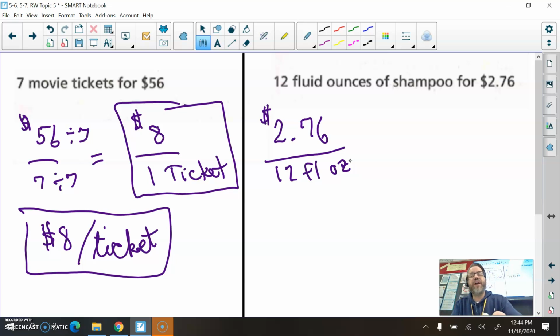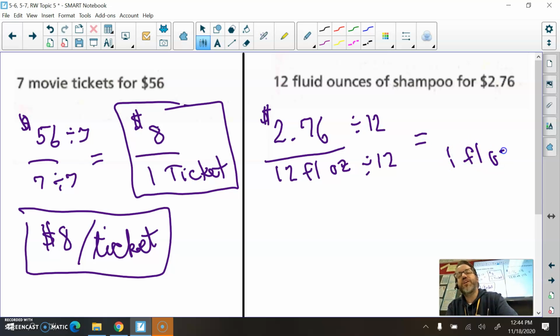So again, you can go ahead and divide $2.76 by 12 to find the unit rate. Or you can show it like this, just dividing both the top and bottom by 12. And you find out what it would be for 1 fluid ounce. What would 1 fluid ounce of this shampoo cost?